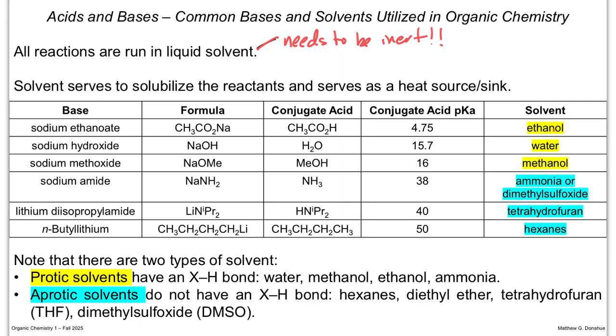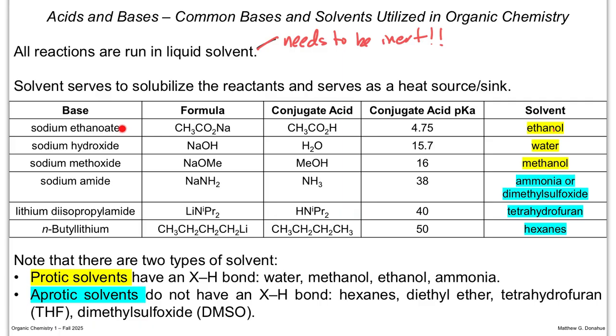So there's yellow and this neon blue looking thing, turquoise here. The yellow ones are called protic solvents. Protic means you have OH or NH. The blue ones are aprotic. That means there's no OH or NH that's acidic.